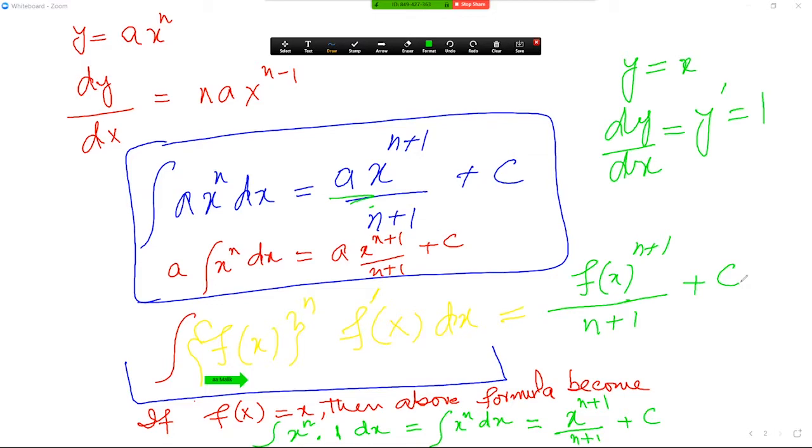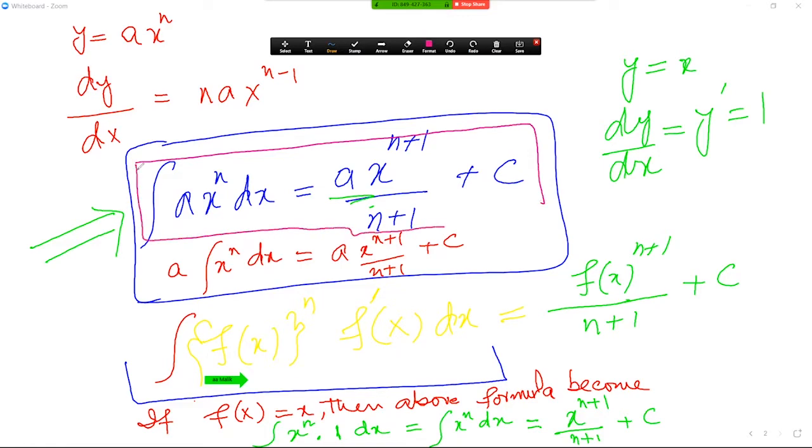The first thing which we learned here was a very simple formula which only was valid for x. Let me have another color so that I make a boundary over here. This is a very simple formula because we were treating only x, while this formula which we have written now is a generalized formula, and it can be used for any function.